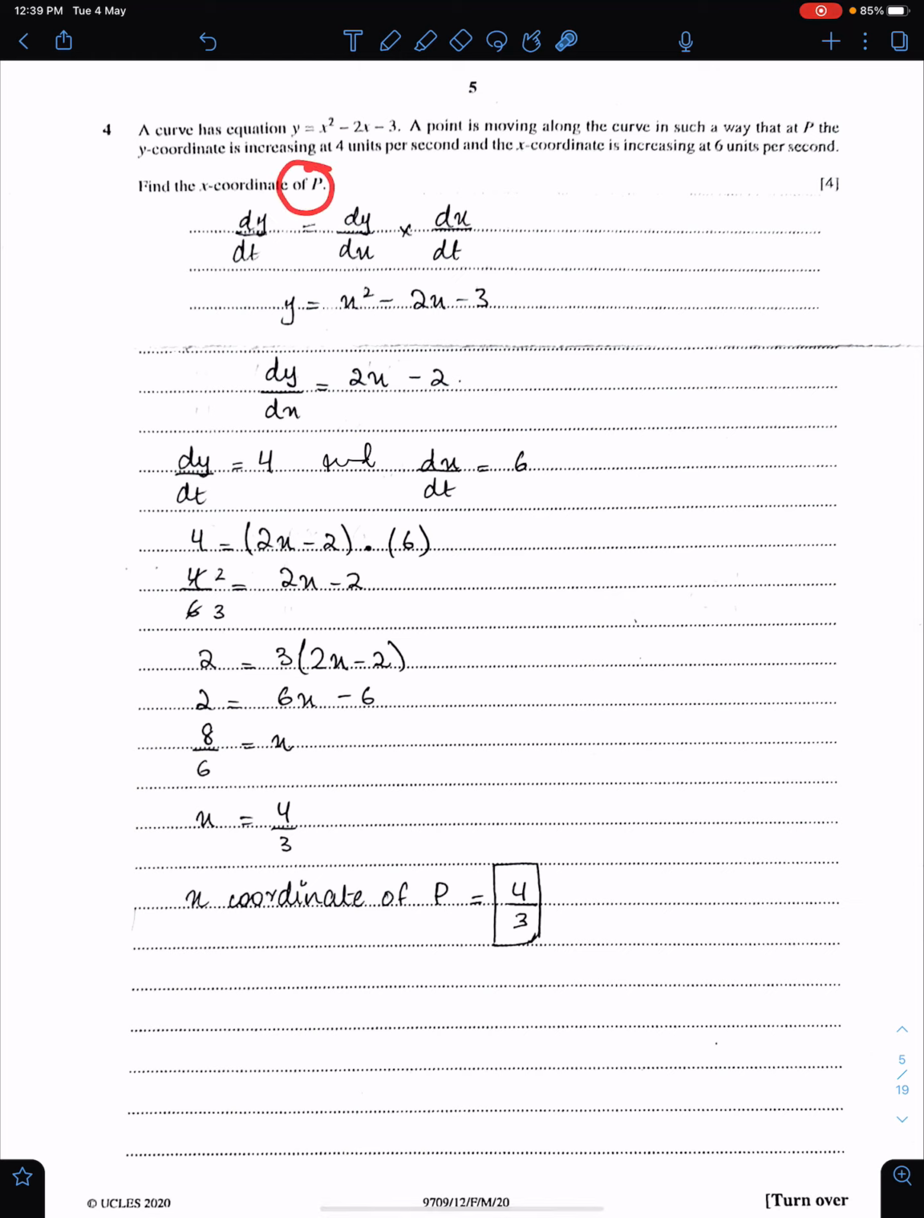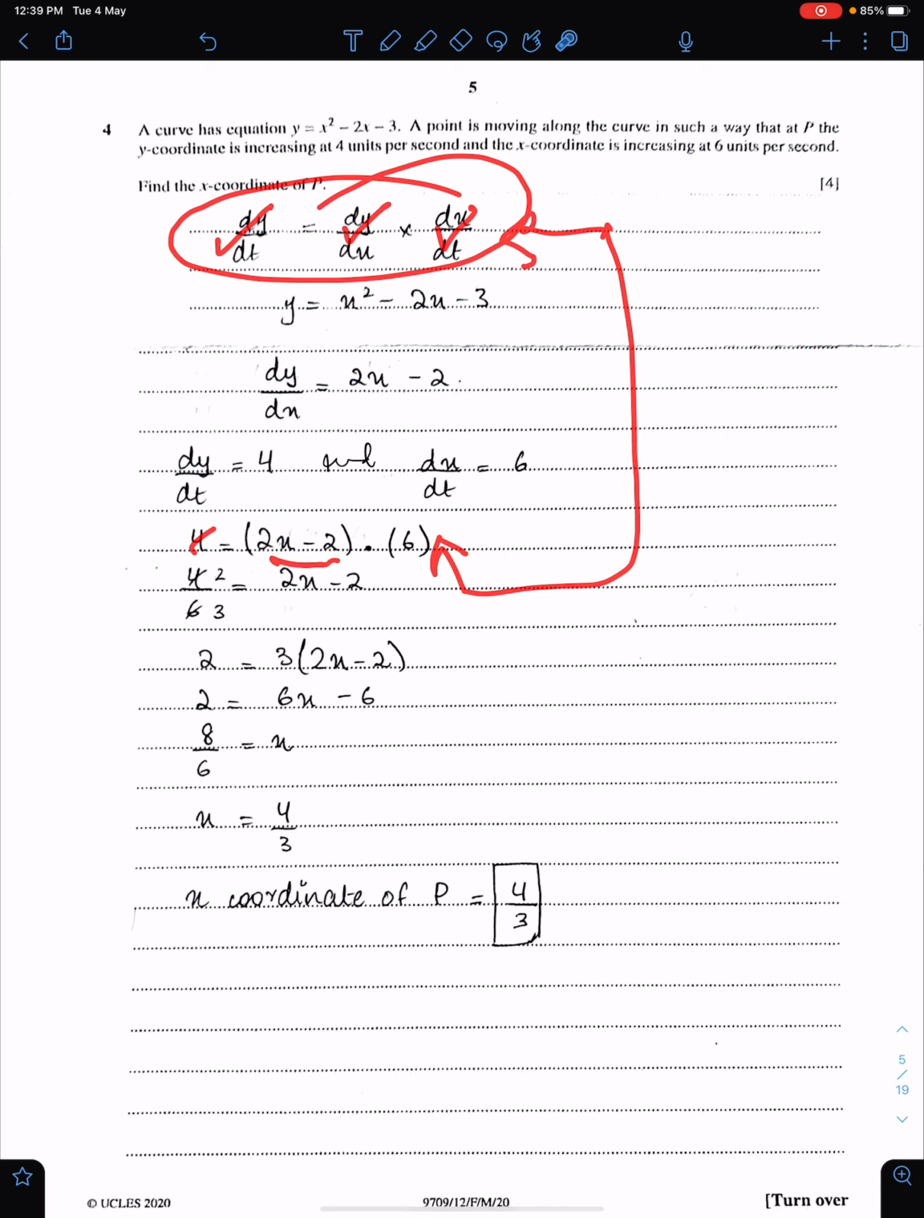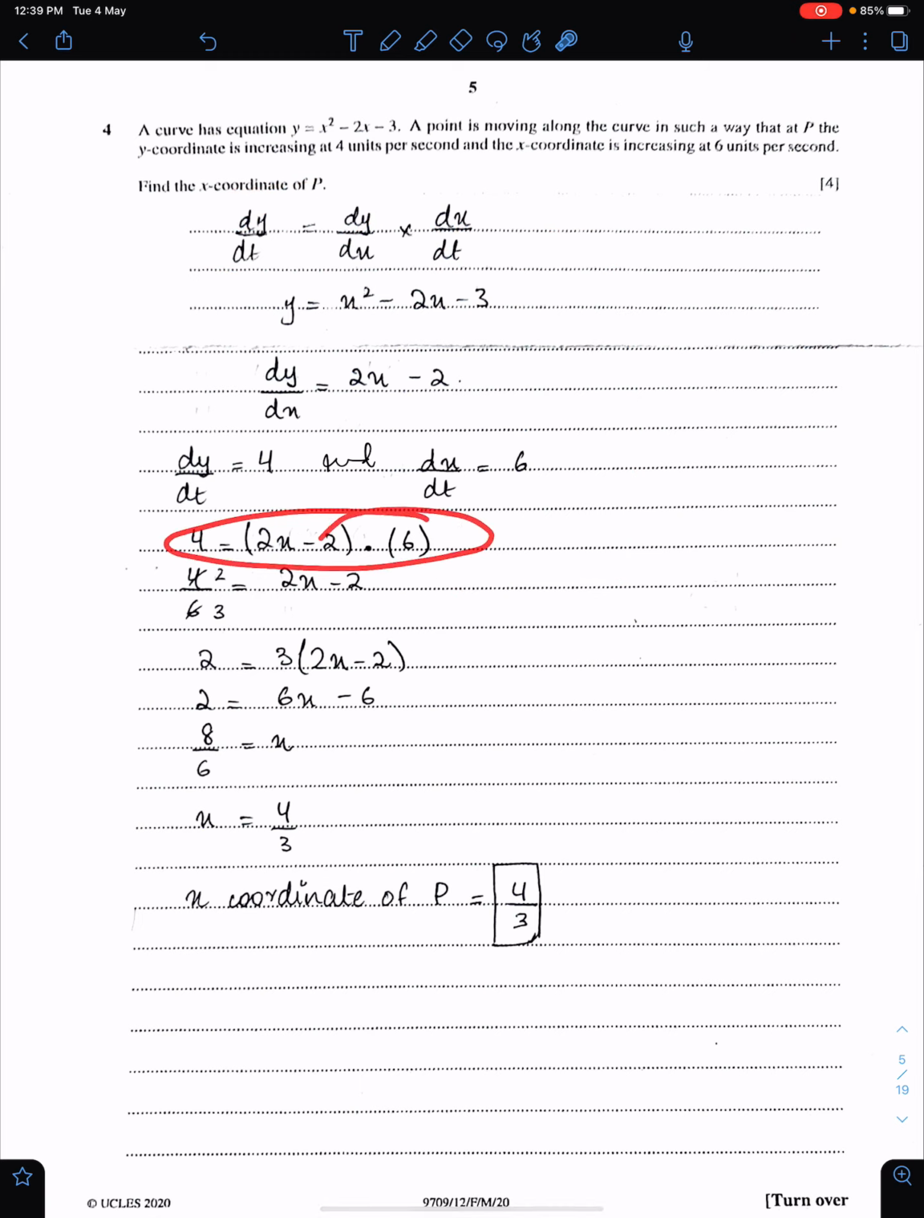We need the x coordinate of P. We have this, we just need the expression of dy upon dx. We can easily get the expression for dy upon dx by differentiating this with respect to x. When you differentiate y with respect to x, you will get 2x minus 2. Now substitute dy upon dt, dy upon dx, and dx upon dt into this formula. You will get 4 equals (2x minus 2) times 6. You just need to solve this equation for x. This is x equals 4 upon 3. Hence, the x coordinate of P is 4 upon 3.